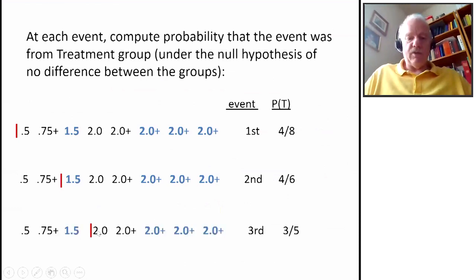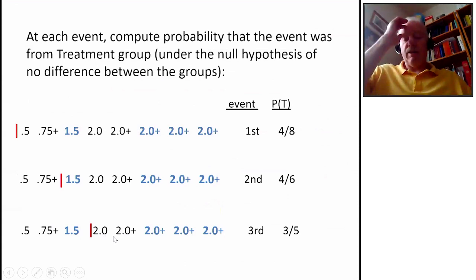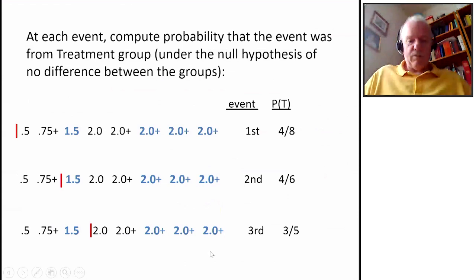And then we move to the next death time, which is 2 years, and we do the same thing. We say, given that there was a death, what's the probability that it came from the treatment group? Well, there are 3 people in the treatment group, 2 people in the control group. So if treatment has no effect, that probability that it came from the treatment group is 3 out of 5.